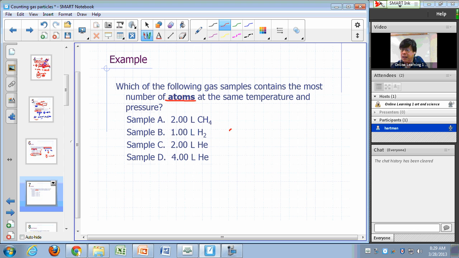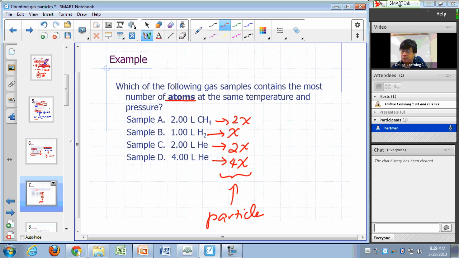Let's say this has x moles. Then twice as much volume, you're going to have 2x moles of particles, right? And this is going to have 2x moles of particles, twice as much volume. And this is going to be 4 times the volume of sample B. You have 4x moles of particles. This is particles, right? And a molecule counts as just one particle.